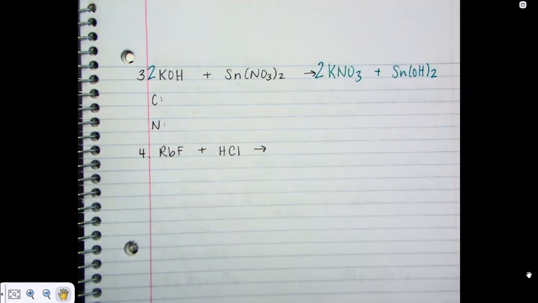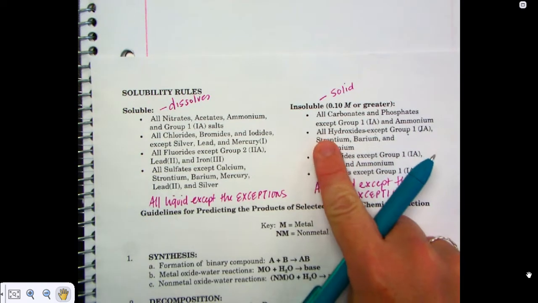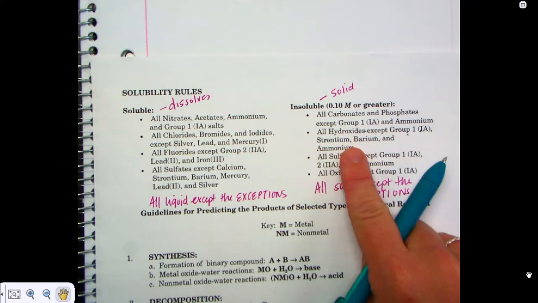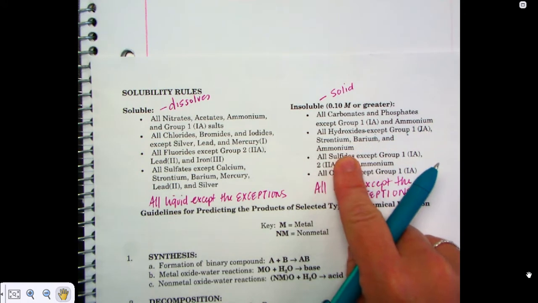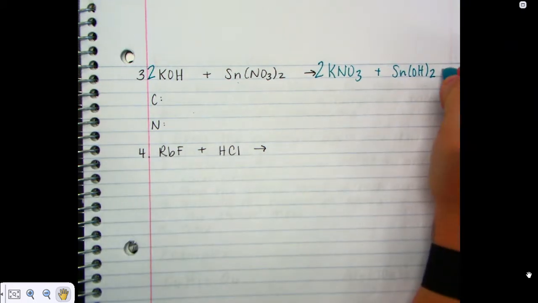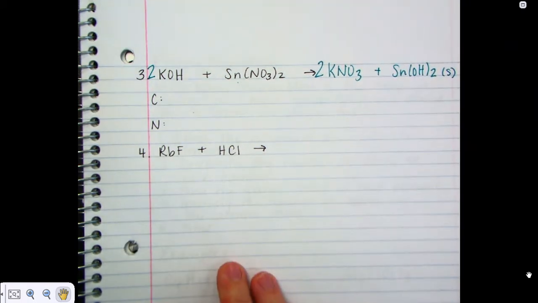All right, all nitrates are soluble, so I can skip that one. Let's look at our hydroxides. All hydroxides are insoluble except group 1A, strontium, barium, and ammonia. This is tin, so yeah, we should be good. This is a solid. All right, now start taking apart.